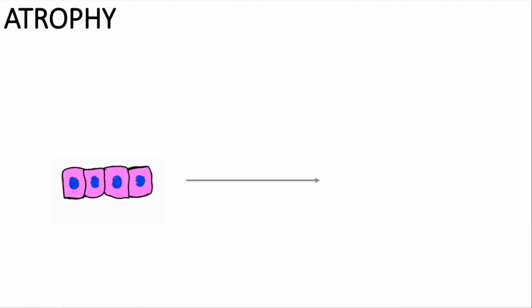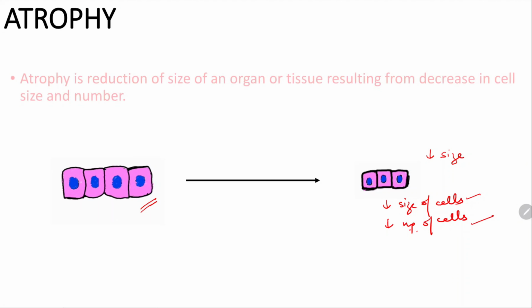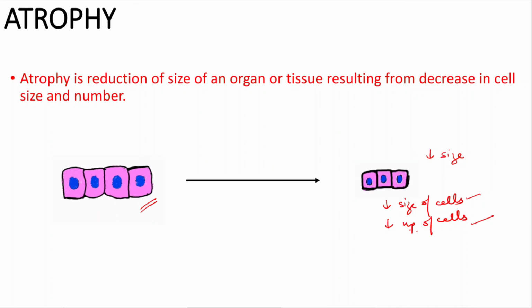Now in this image, you can see that on this side, you're seeing a normal tissue, and on the other side the same tissue has undergone a decrease in size, which is mainly because of a decrease in the size of the cells and a decrease in the number of the cells. So this whole process where the size of the tissue has decreased because of a decrease in the size of the cell or a decrease in the number of the cells is called atrophy. So atrophy is defined as reduction in the size of an organ or a tissue resulting from decrease in the cell size and number. Now let's see how atrophy is caused.